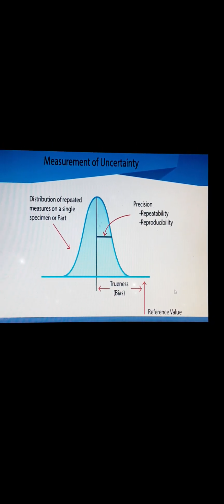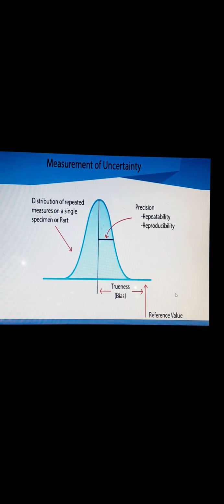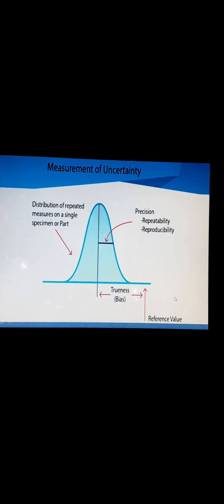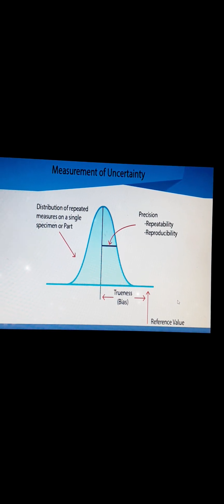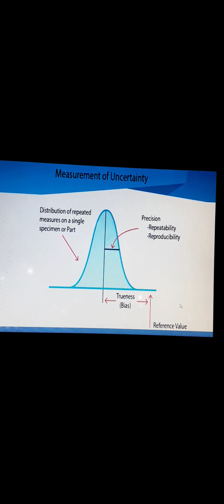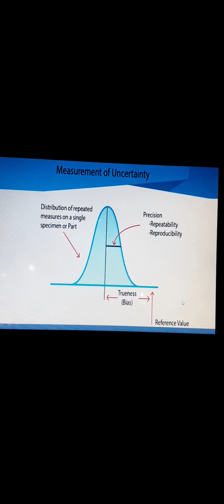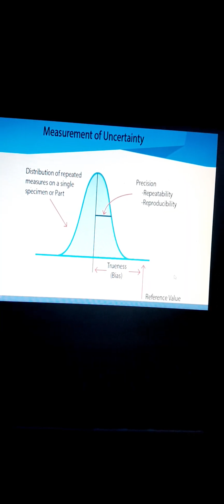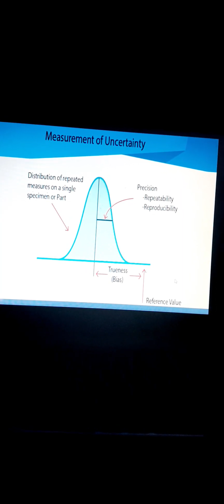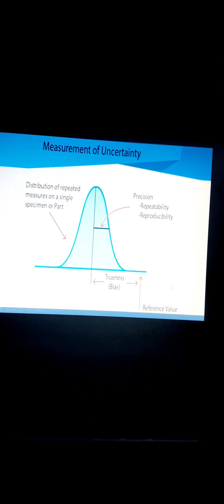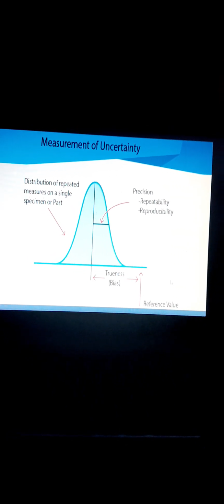First, we have to discuss what is measurement of uncertainty. The measurement of uncertainty is the degree of doubt and its significance in the result of a measurement, and it is calculated by combining and expanding various factors that contribute to uncertainty in the measurement.